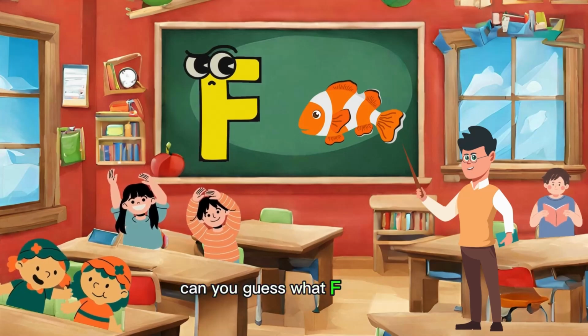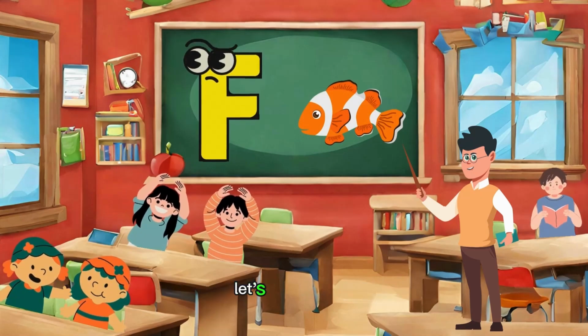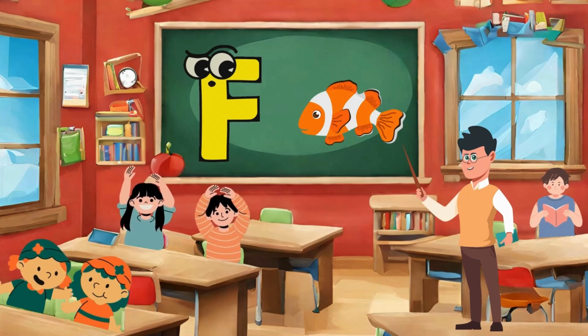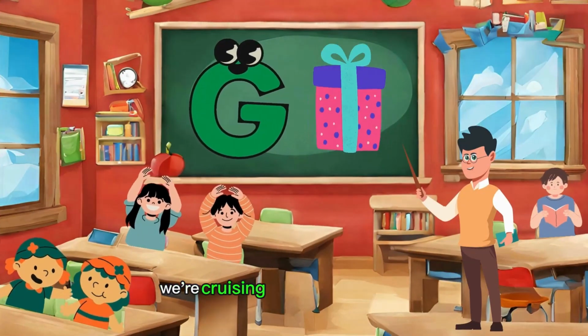Can you guess what F could be? F is for fish. Let's shout it out. F is for fish. We're cruising through the alphabets.